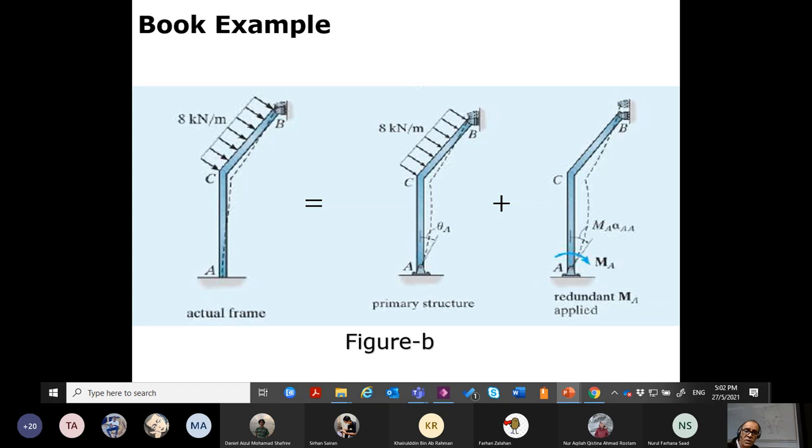So this is the actual frame. Because we are taking the rocker, we will take this as out. So this will be the primary structure, and on this primary structure, this is the deflected shape. Here we have removed the fixed support and put a pin support. So the redundant is the moment, not the reaction. Earlier, when we removed the horizontal reaction, the redundant force was horizontal. Here, at the fixed support, we have removed the moment.